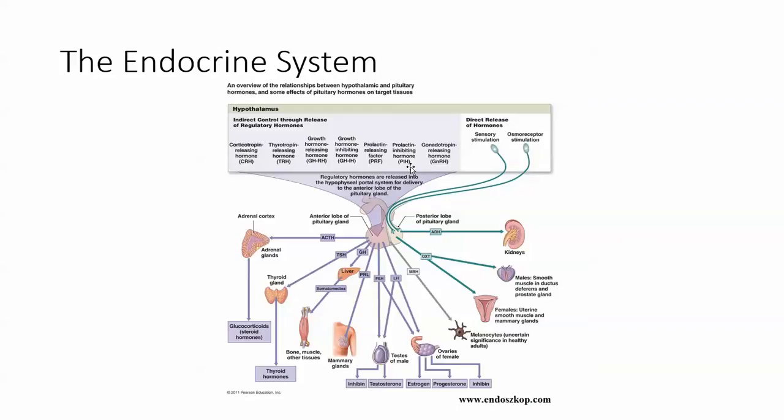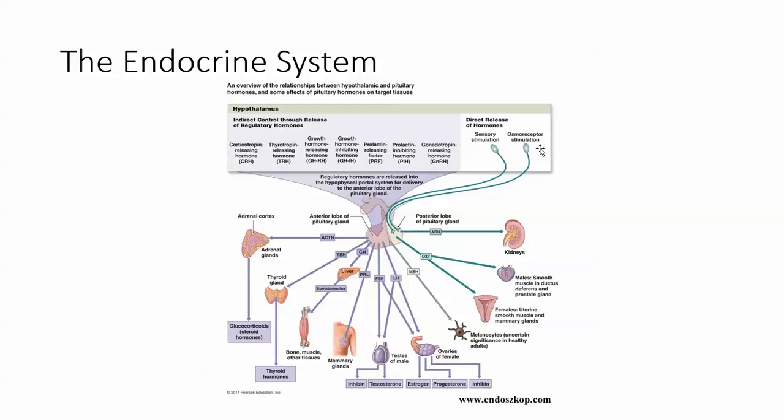An agonist is a drug that binds with receptors in our body and triggers a response from the cell. This initiates a response. An antagonist is a drug that binds to the receptor and blocks the normal response, so it prevents a response. Okay, and then the hypothalamus has direct release of the hormones through sensory stimulation and osmoreceptor stimulation.